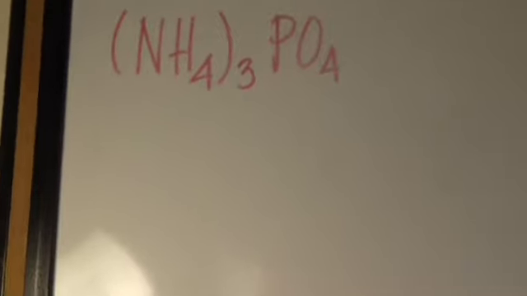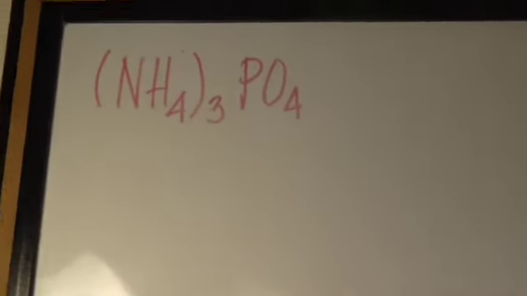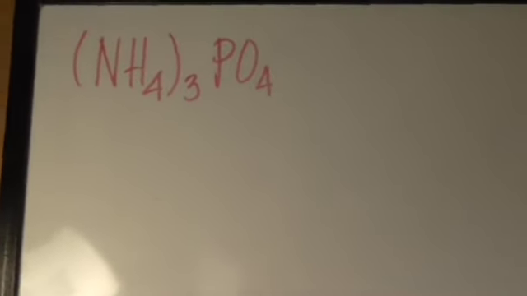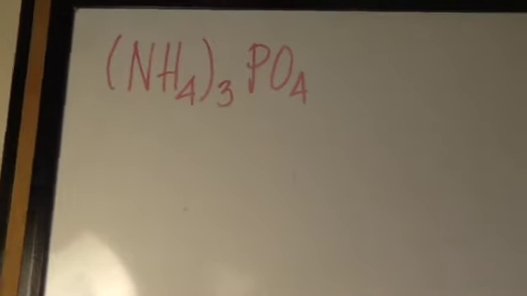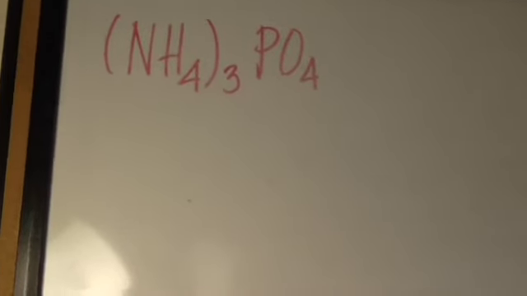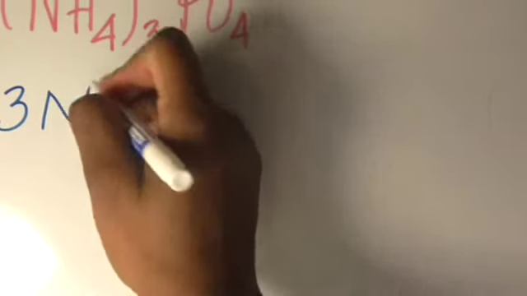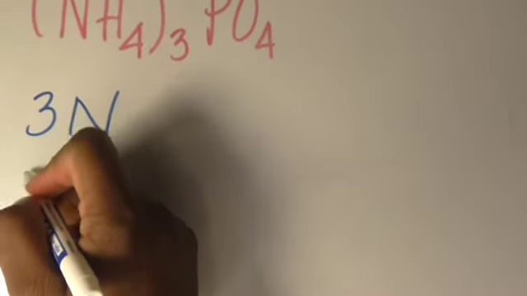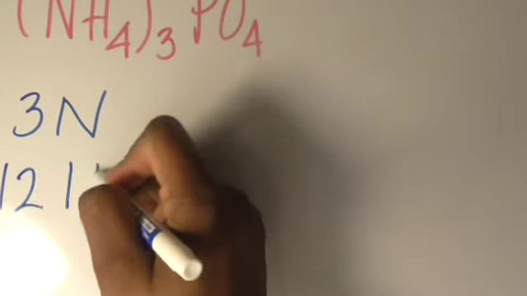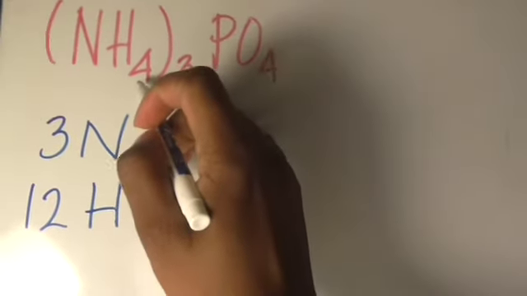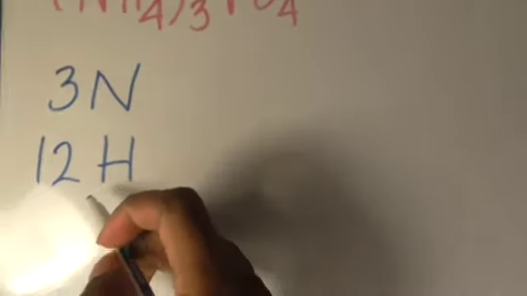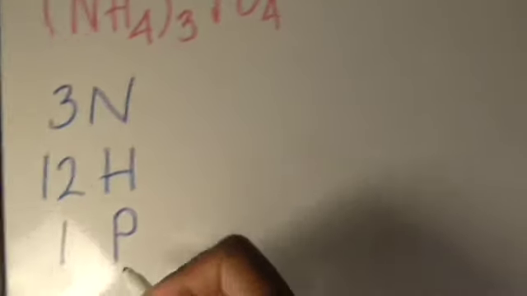So when we set up the math for this, it's going to look a little bit different just because you have to consider all of everything that is present. So we would wind up with 3 N's, 12 H's, because 3 times 4 is 12. There's only 1 phosphorus, and then there are 4 of the oxygens.